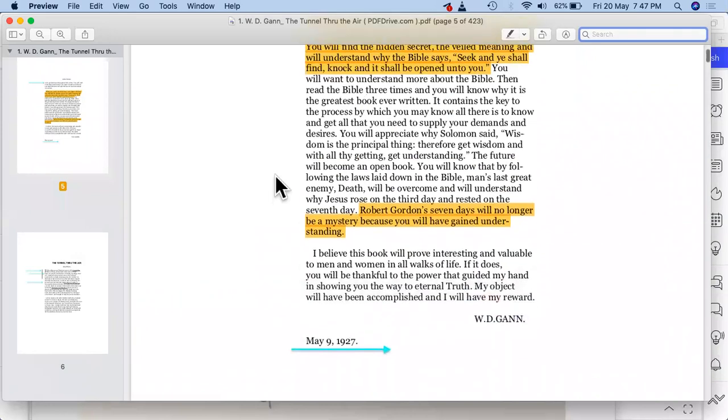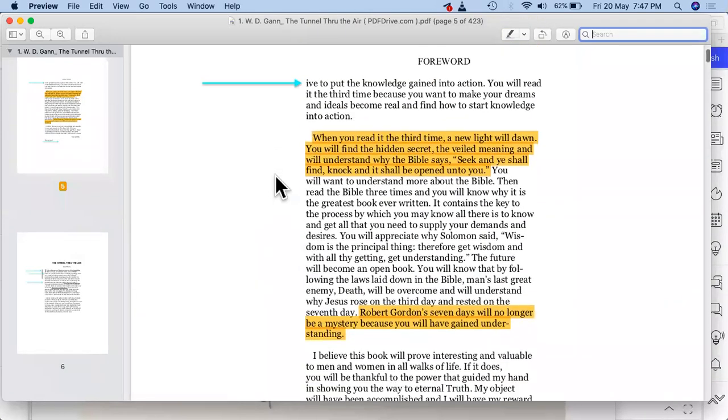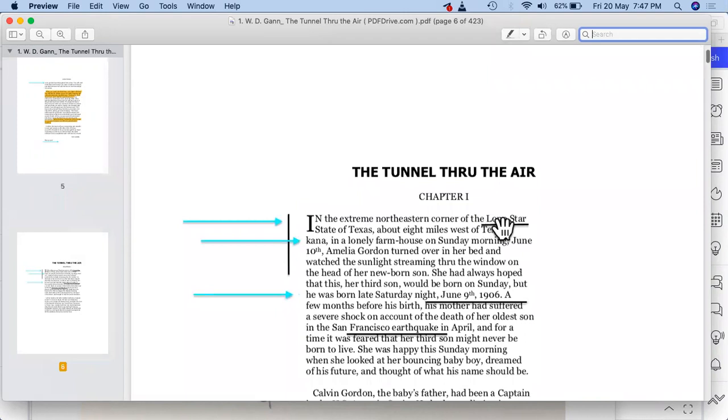Coming back to our book, this was the preface, and we saw about Lone Star. As we discussed, we will go into the astrology and astronomy part, maybe in a video later on regarding that, right? And the state of Texas. Then we saw about 8 miles wide of Texarkana in a lonely farmhouse. In a lonely farmhouse on Sunday morning, June 10th, Amelia Gordon.